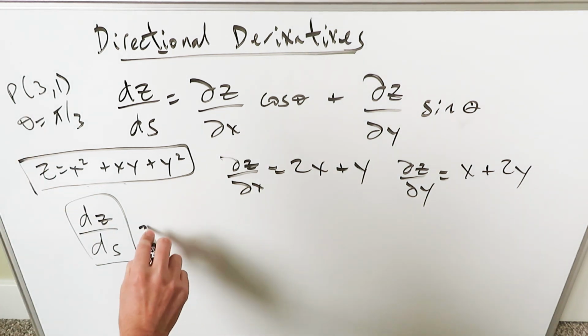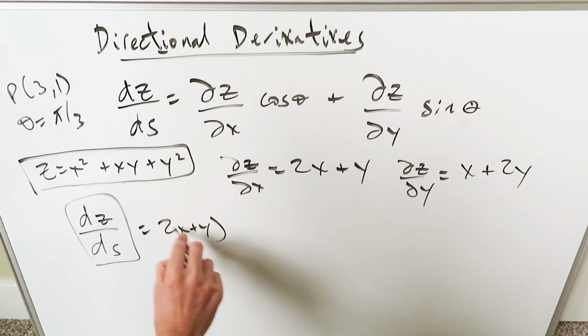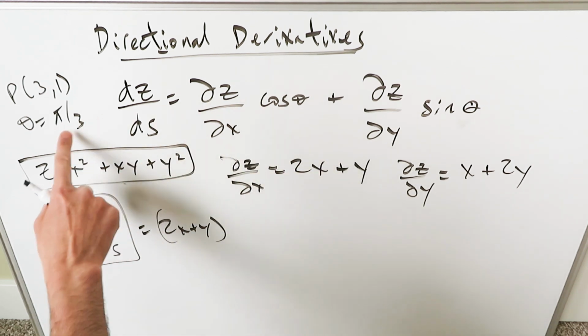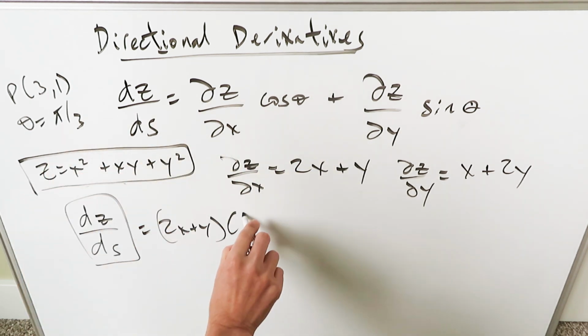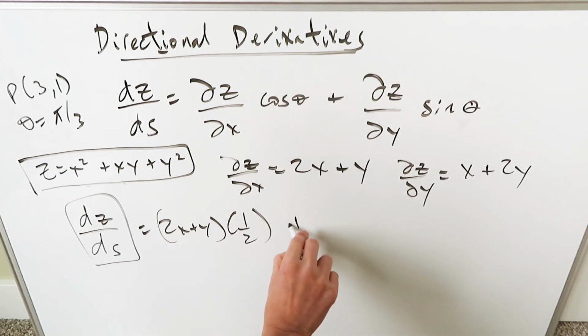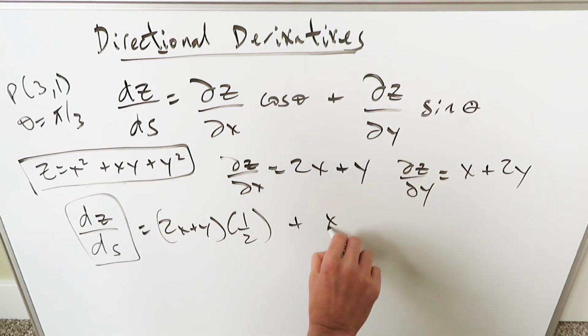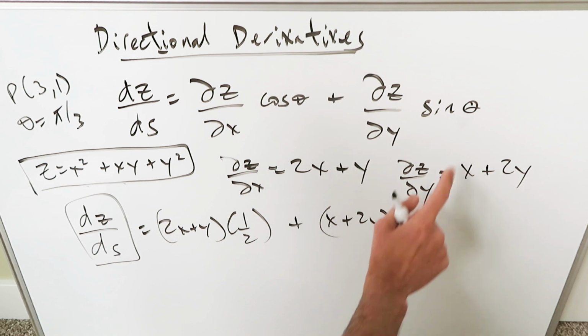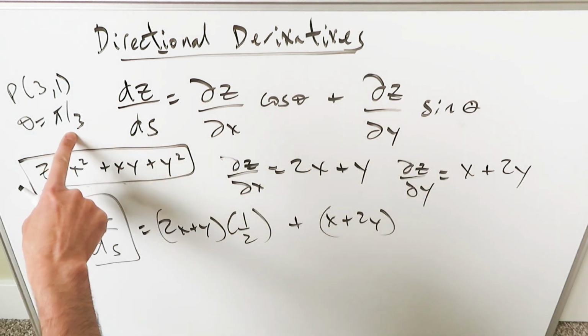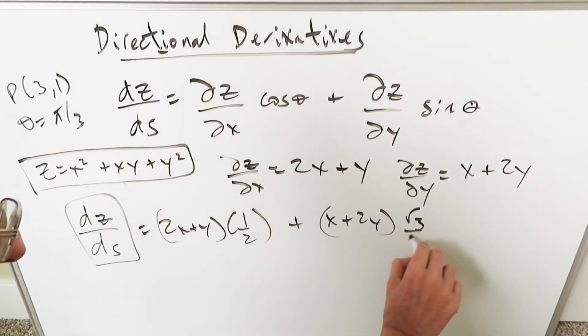I have 2x plus y. Then I have cosine of a certain angle, pi over 3. What's cosine of pi over 3? It's 1 over 2. Think about your trigonometric ratios. Then I have this item coming in here, x plus 2y. And then I have sine of pi over 3. You know from your trigonometric ratios, it's root 3 over 2.